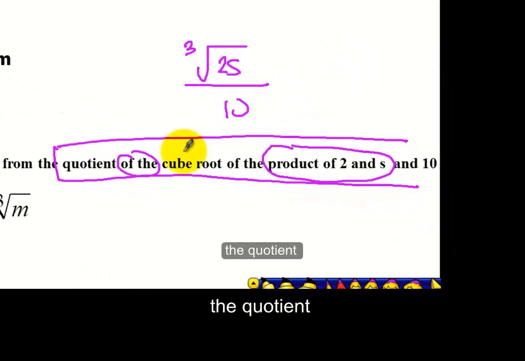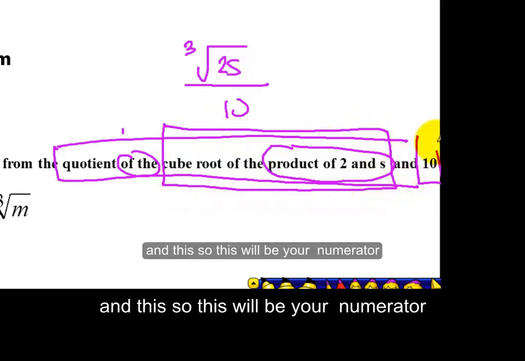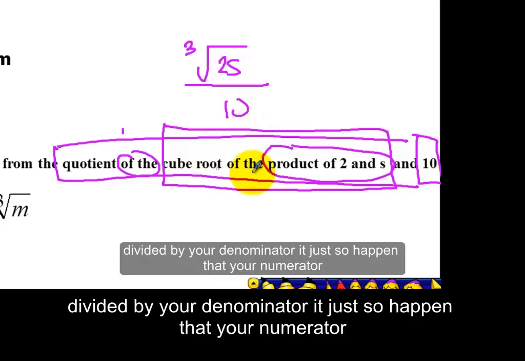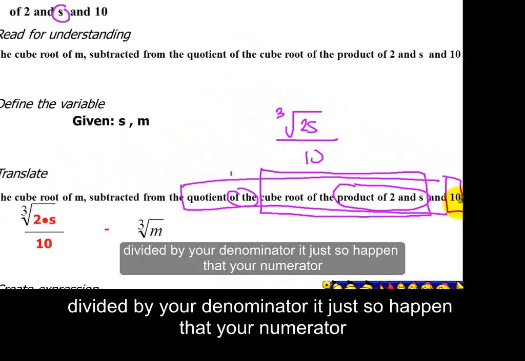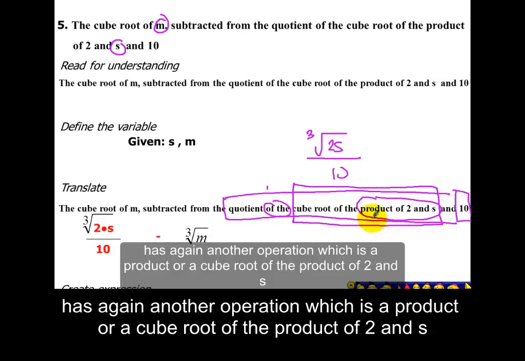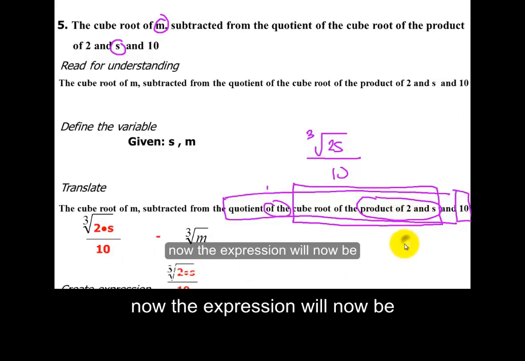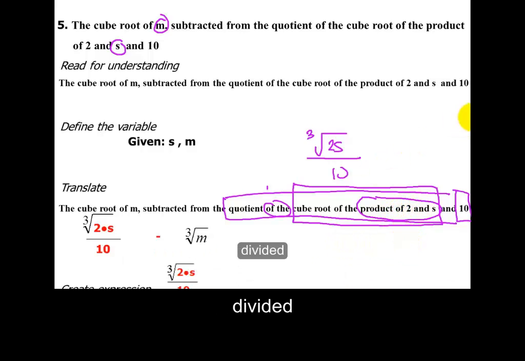It's like saying the quotient of this and this. So this will be your numerator divided by your denominator. It just so happened that your numerator has another operation, which is a cube root of the product of 2 and s. Now the expression will be cube root of 2s divided by 10.